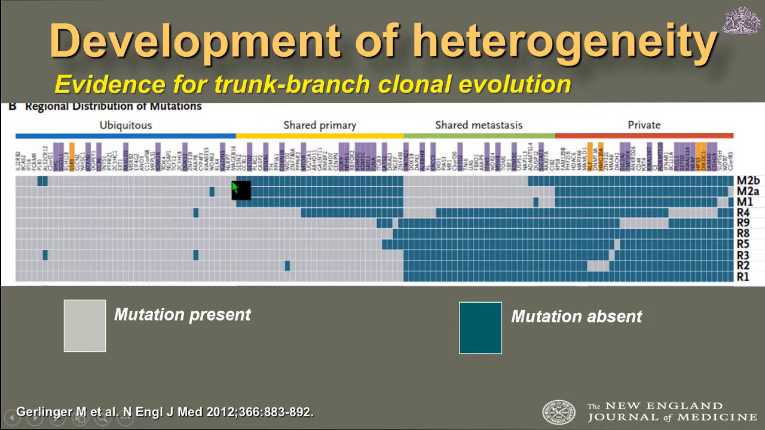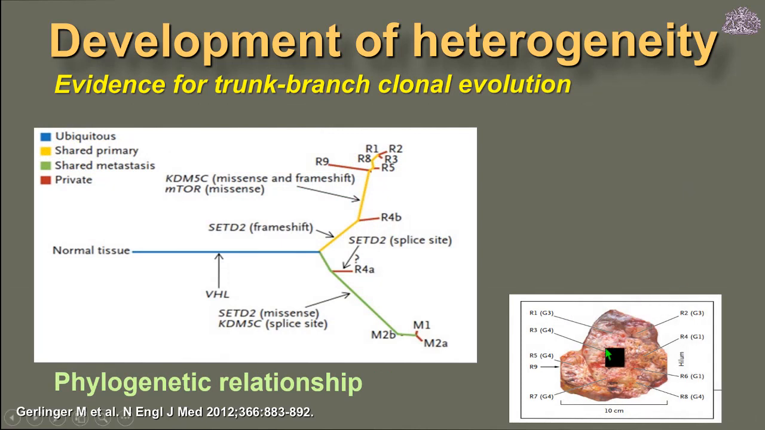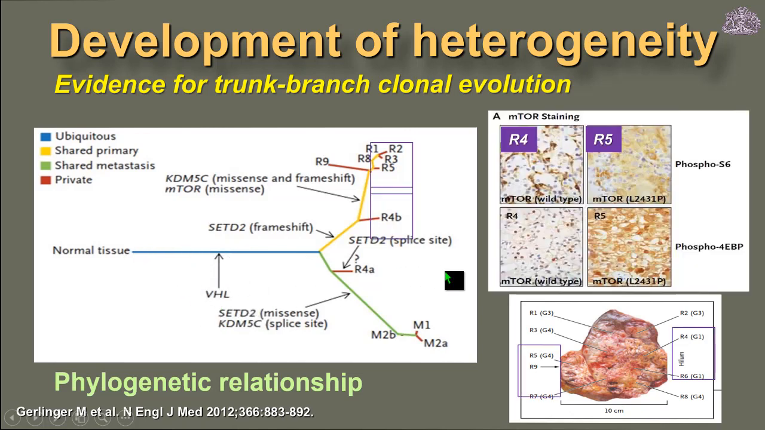and there are mutations that are only seen in the primary tumor, and there are also mutations that are only seen in the metastases, meaning to say that these are acquired through a mutation process, and there are other areas that are the so-called private mutations. And from this, you can construct what is called a phylogenetic relationship. You can see from normal tissue to renal cell cancer, there is a VHL mutation, and so on and so forth.